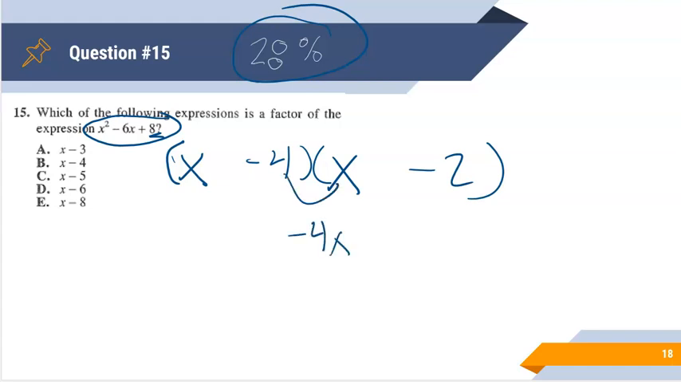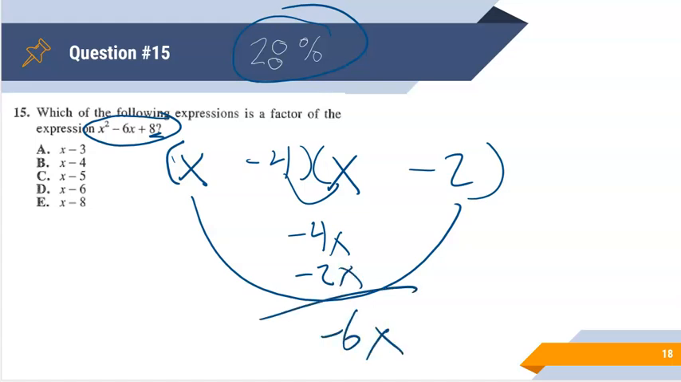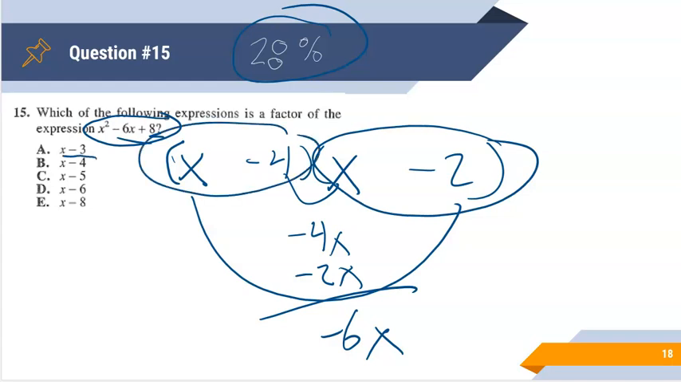And then when I do FOIL, those add up to be -6x, which is correct. So these are my 2 answers, and I'm looking, and I only see the x -4, so that is the result. Again, this question's done way later in the year in algebra, so I would not worry too much about it.